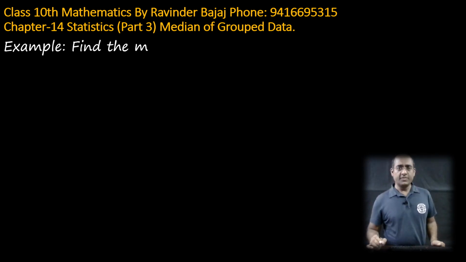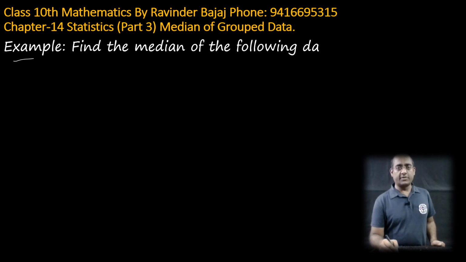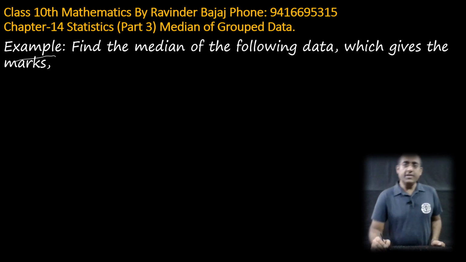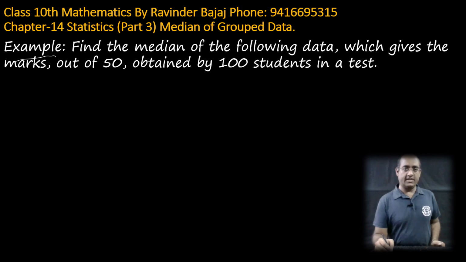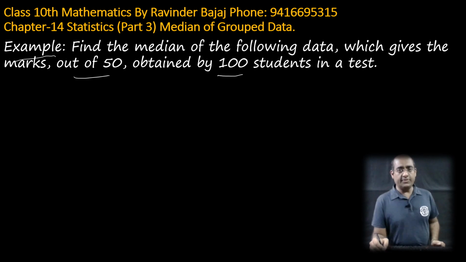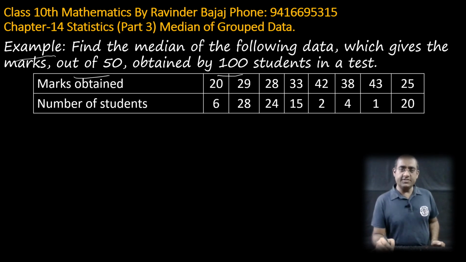Let's continue. I'm giving you one example for the same. Find the median of the following data, which gives the marks out of 50 obtained by 100 students in a test. So how many students are there? 100. So this is the data given.